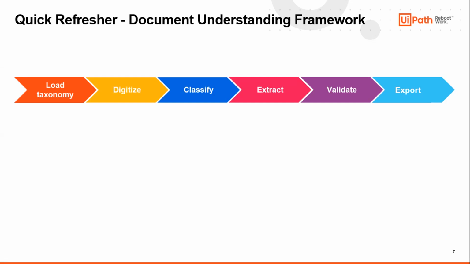And once you do that, then comes the classification. What you mean by classification is you basically identify what type of document this is. So in the taxonomy, we are specifying that these are the types of documents and these are the fields we need to extract from them.